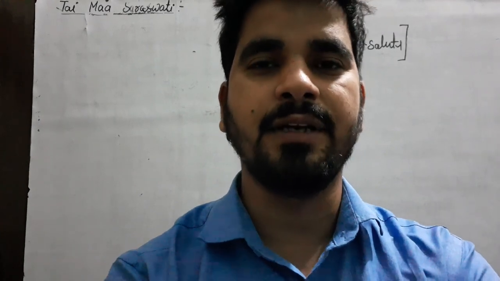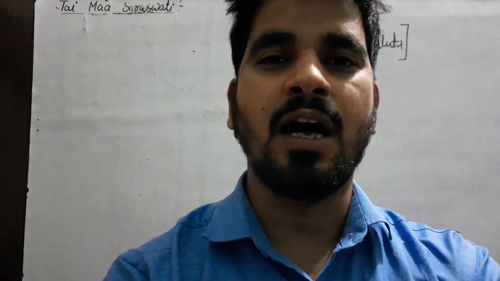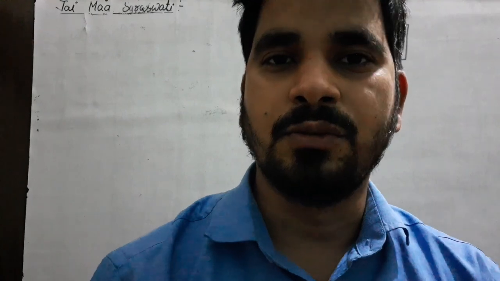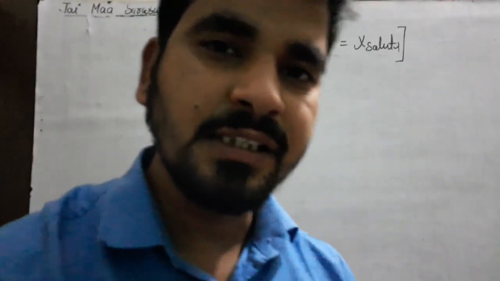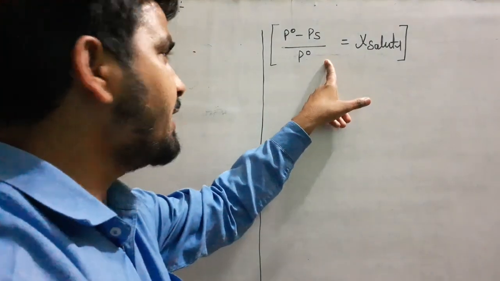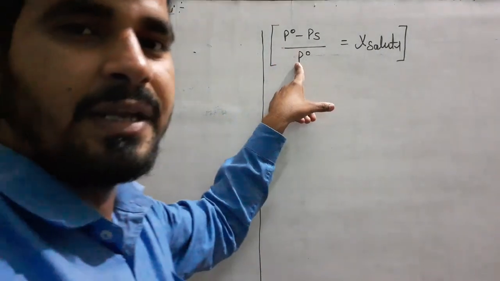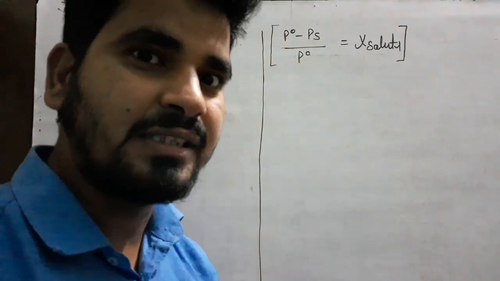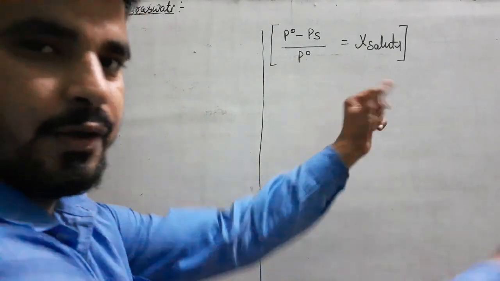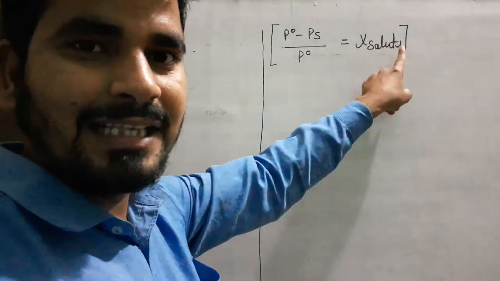Today, in the next video, since in my previous video I explained what relative lowering in vapor pressure is, I am going to continue from that. Last time we got this relation, RLVP, relative lowering in vapor pressure. So let's start with the new thing: P naught minus Ps upon P naught is equal to xi solute.